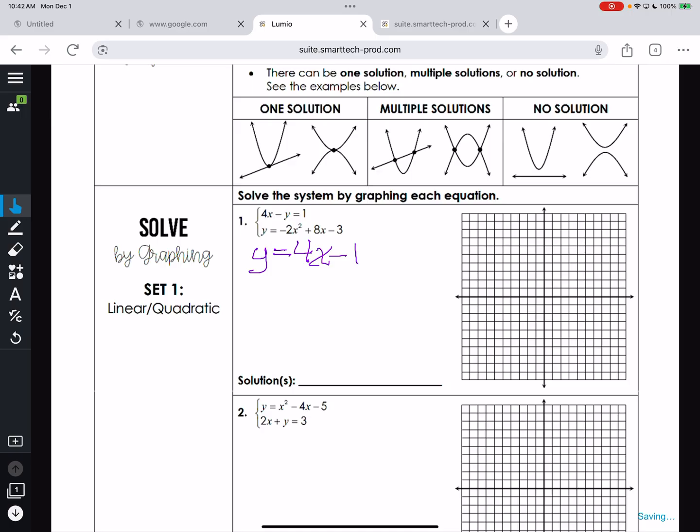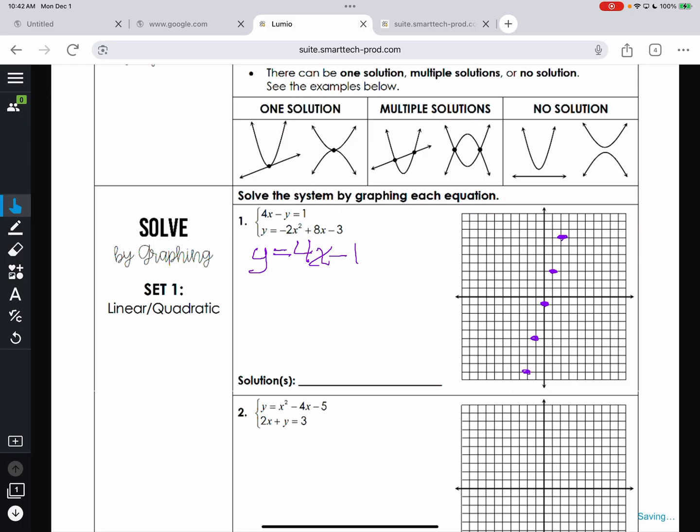And remember that negative 1 is going to be your y-intercept. Your slope is a positive 4. Is that ringing a bell? It's been a while since we've done this. So we'll start off at negative 1. And then 1, 2, 3, 4. 1, 2, 3, 4. 1, 2, 3, 4.